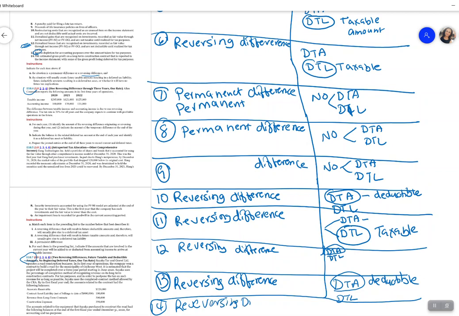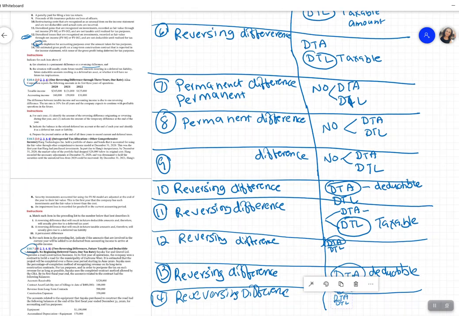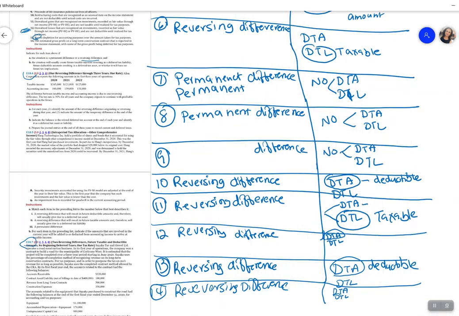And we needed to ask our question: are we paying more taxes in the future, or are we going to pay less? If it's a deferred tax asset or deferred tax liability, in this case, we are going to have a deferred tax liability. So 14, we are going to have a deferred tax liability. It's going to be taxable.